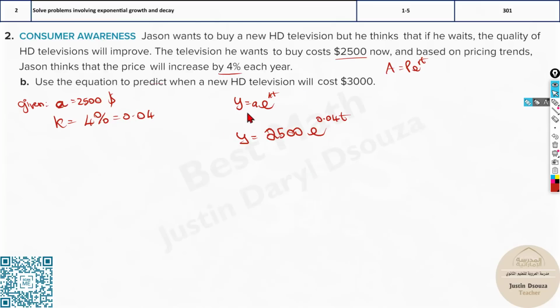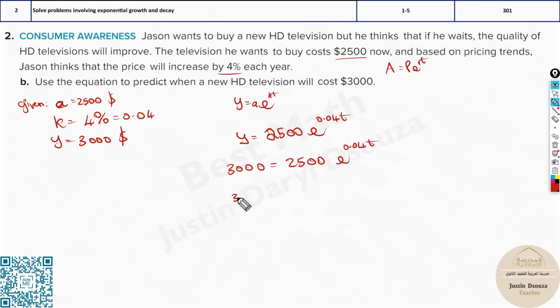Use the equation to predict when a new HD television will cost 3,000 dirhams. So when will it cost that? The final cost after a certain time is always Y. It's 3,000. So Y is equal to 3,000 equals 2,500 e to the power 0.04t. All you need to do is find the t value. You can put this directly in the calculator, but let's do some steps.